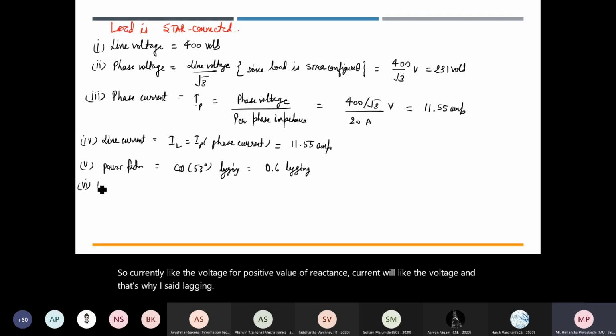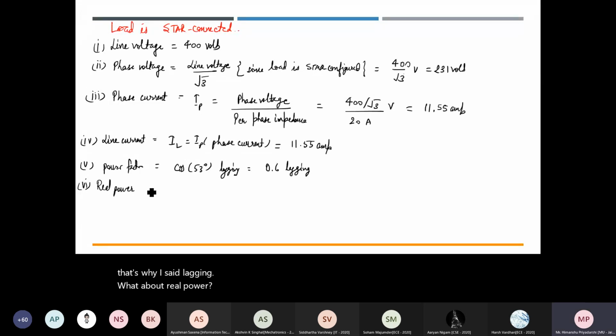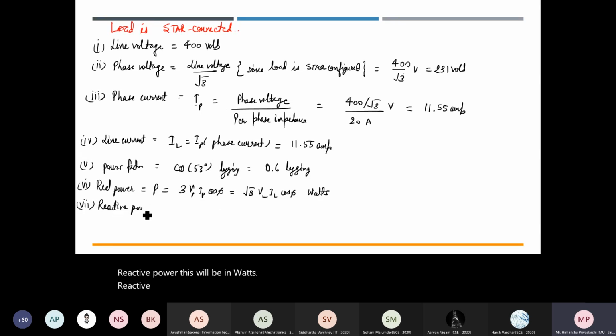What about real power? Real power P is equal to, you can either say 3 Vp Ip cos phi, or you can write root 3 VL IL cos phi. This will be in watts. Similarly, reactive power Q is 3 Vp Ip sin phi, in volt ampere reactive.